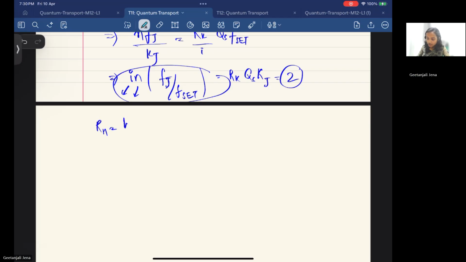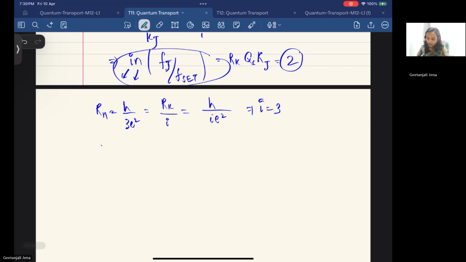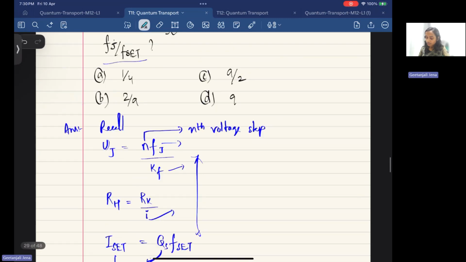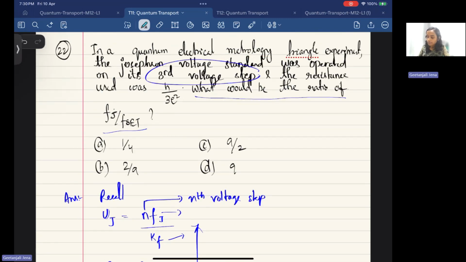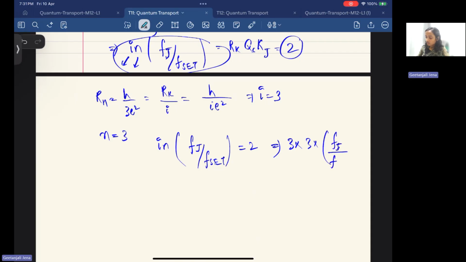RH is h by 3e square, and if we compare it to Rk by I, Rk is h by e square, right? So that means I is 3. And N is already given, it is 3 in the third Shapiro step. So if we put the relation I N Fj by Fsc, this should be 2, I is 3, N is 3, and this is the ratio that we want to find out.